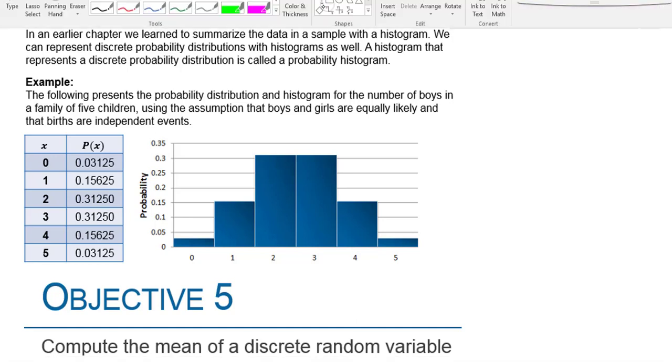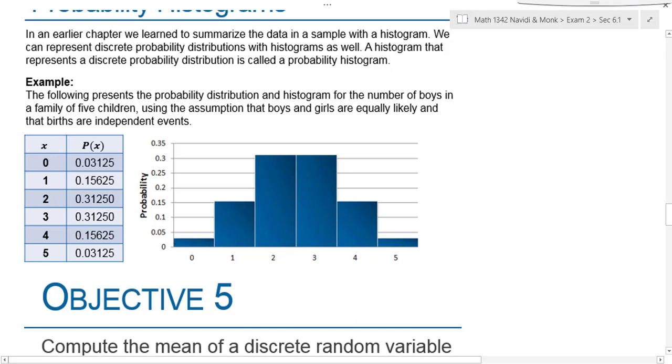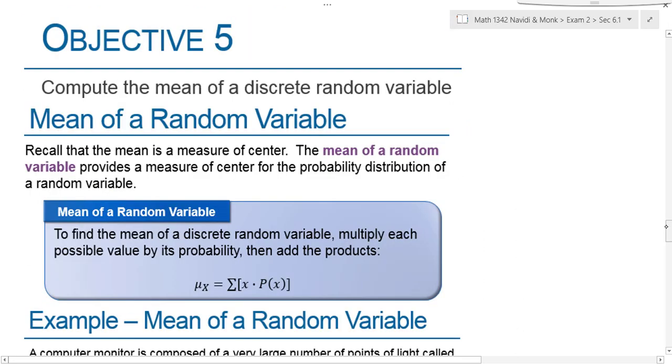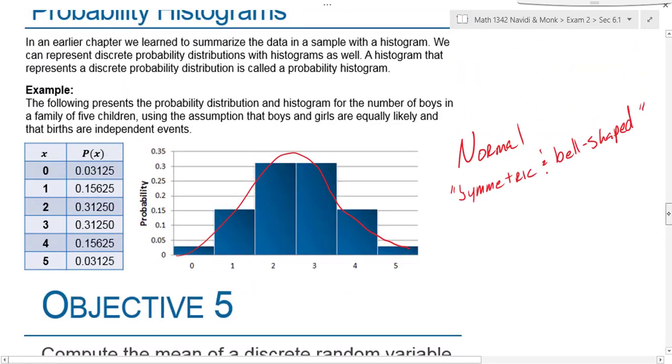Do you notice something noteworthy about the shape of this distribution? It's normal. It's symmetric and bell-shaped. In Chapter 7, this is going to become very important to us. Objective 5 is to compute the mean of a discrete random variable. Recall that the mean is a measure of the center. So the mean of a random variable provides a measure of center for the probability distribution of a random variable. For this distribution, the mean would be somewhere around 2.5 because that's where the middle of the distribution is.